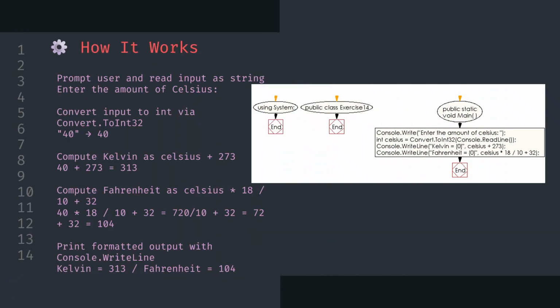Execution is linear. We read the Celsius value, convert it into an integer, then compute Kelvin and Fahrenheit using arithmetic expressions. The Fahrenheit expression uses integer arithmetic, which is times 18/10, which also equals times 9/5. Because we use integers, results are whole numbers, which is okay for many simple use cases, but may lose fractional precision.